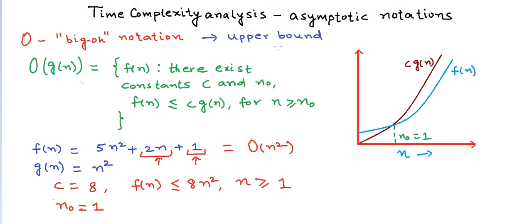And in time complexity analysis, this is very useful because we can say that this is the upper bound of the rate of growth of time, and the time cannot grow faster than this. Now, one more important thing here is that this c and n naught can be chosen differently. So for the same functions f(n) and g(n), we can choose different c and n naught, and still our conditions may be valid.